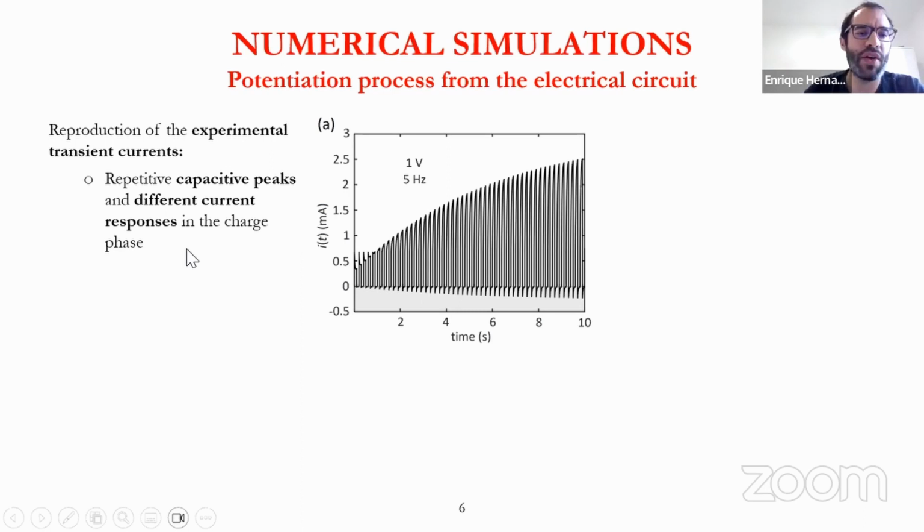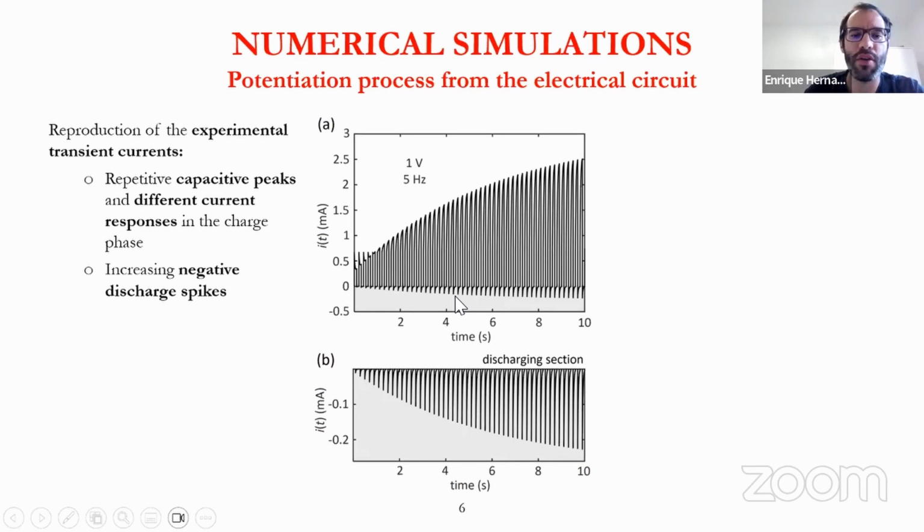The repetitive capacitive peaks appear again. In the first initial regime the rise disappears and there is only decay, and finally in the final transient response the decay disappears and only the rise remains, which is the same response that we observed experimentally. If one applies a Thevenin view to this negative part of the current, the same characteristics appear that we could probably see in the experimental section: the negative spike in the discharge section, when the voltage is switched off, decreases with the passage of time.